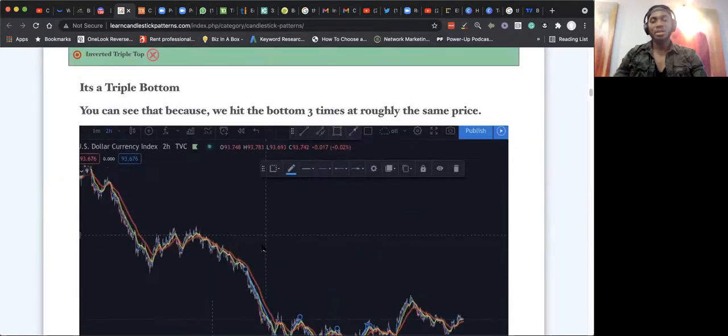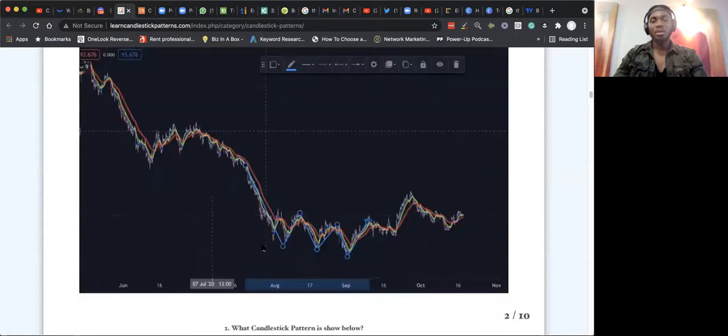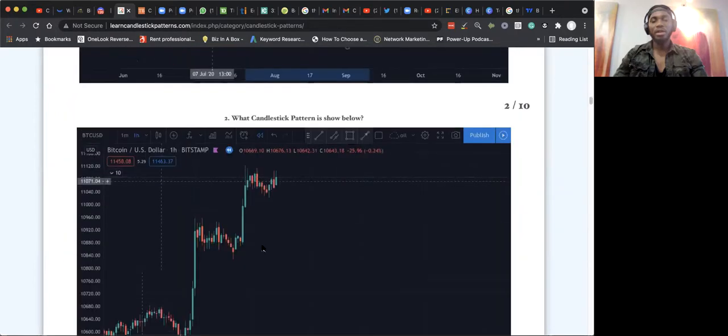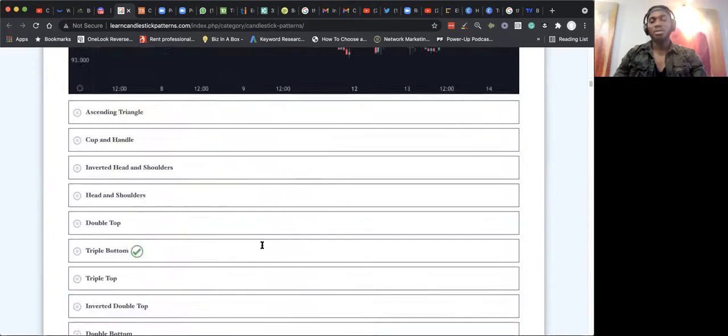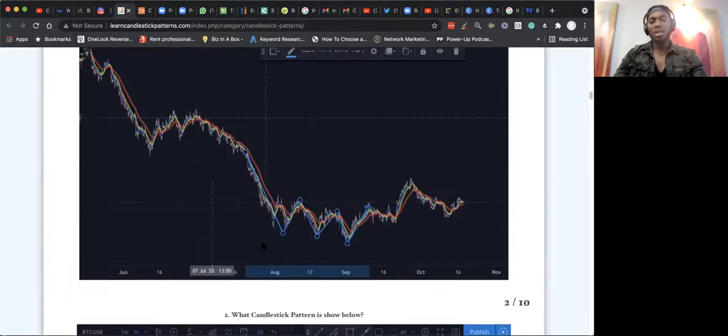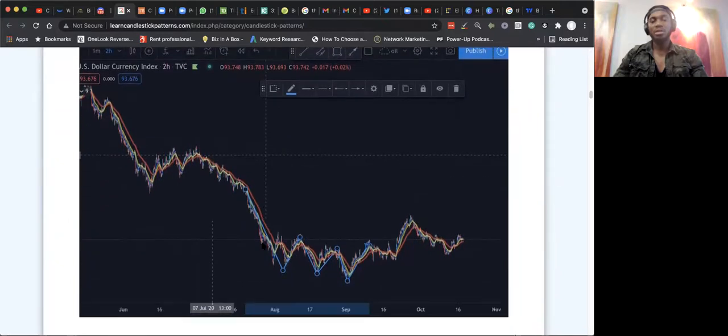Wait a minute. Oh, they're going into details to describe to us why that chart is a triple bottom, which is cool. All right, this tool is actually more comprehensive than I give it credit for.